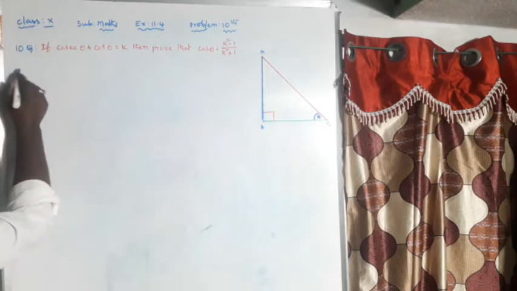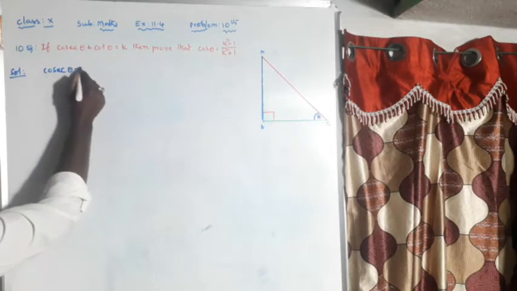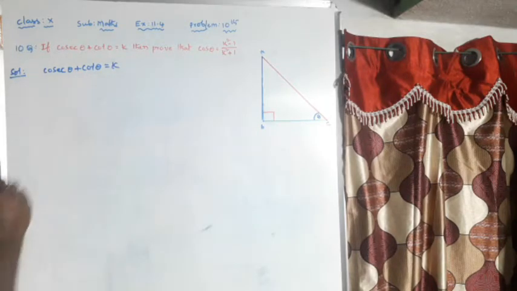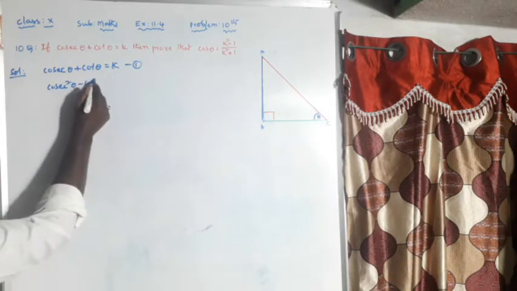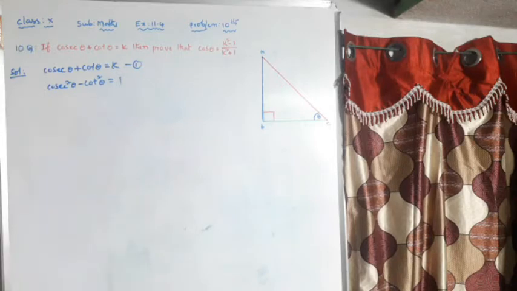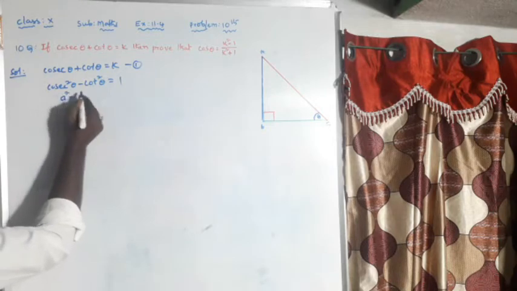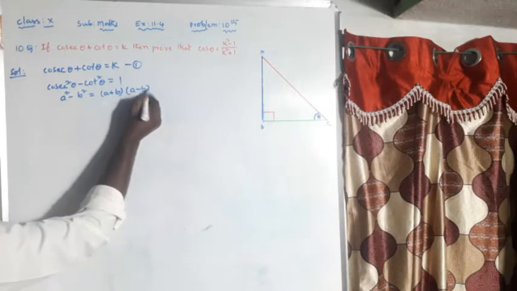Look here, in this question, cosec theta plus cot theta is equal to k given. This is equation 1. You can mark it. Now you can connect with identities. That is third identity. Cosec square theta minus cot square theta is equal to 1. This statement is related to a square minus b square is equal to a plus b into a minus b.